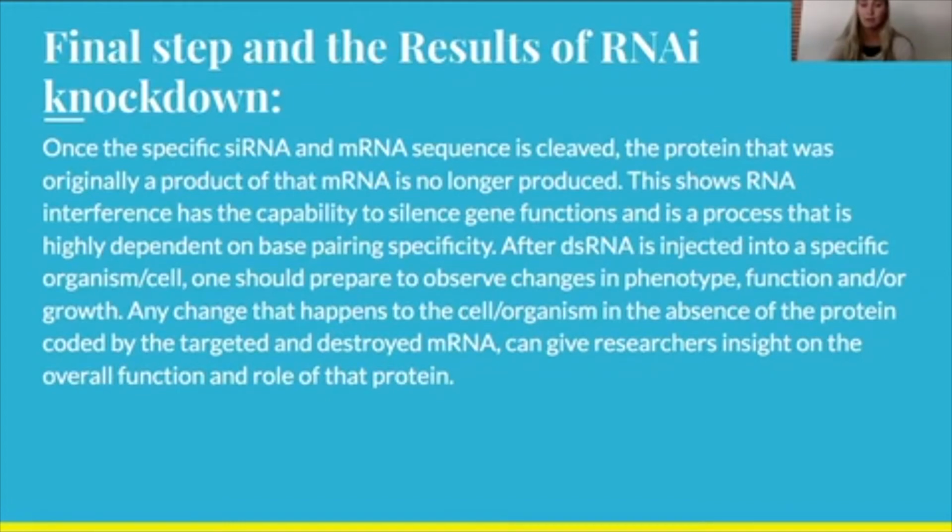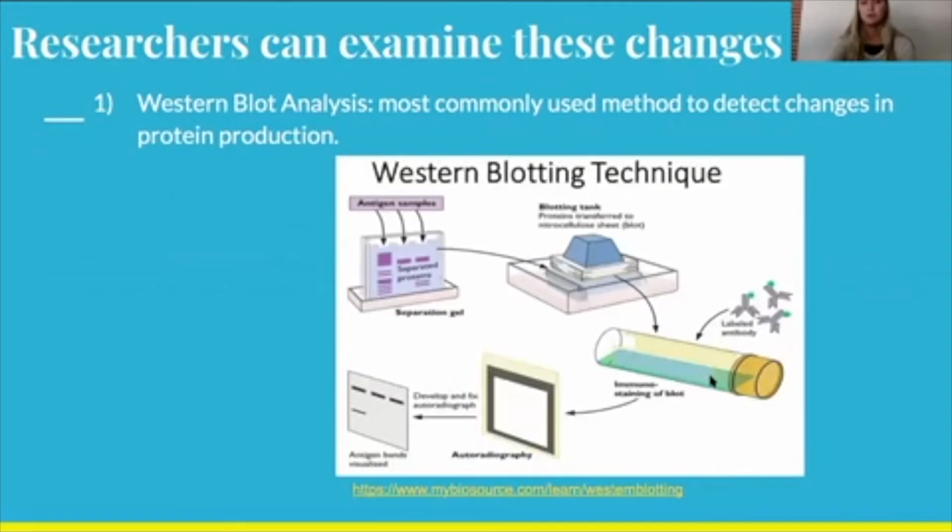Any change that happens to the cell or organism in the absence of this protein coded by the targeted and destroyed mRNA can give researchers insight on the overall function and role of that protein. There are two ways to examine these changes. The first one is the most common way, which is Western blot analysis, and it's the most commonly used method to detect a change in protein production.